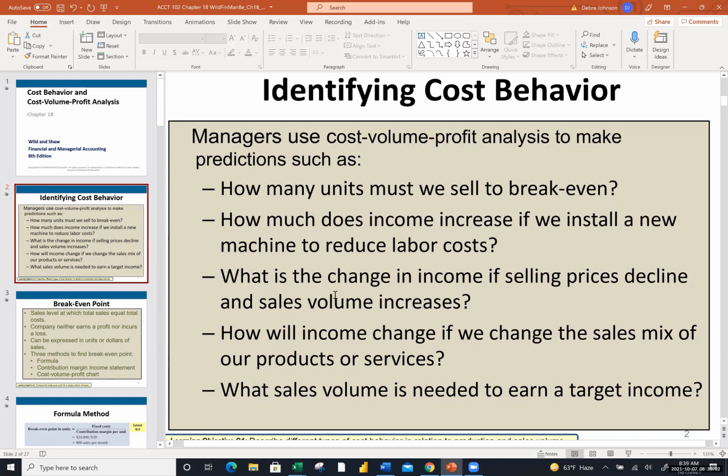So we've seen this slide before. This whole chapter is about cost, volume, profit. And you notice that this first line says it's going to enable us to make predictions. Okay, that's another word for forecasting ahead of time.